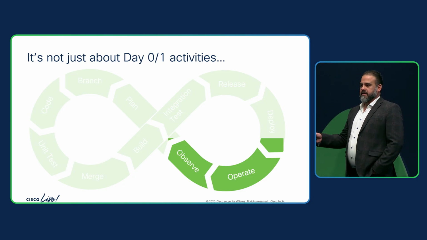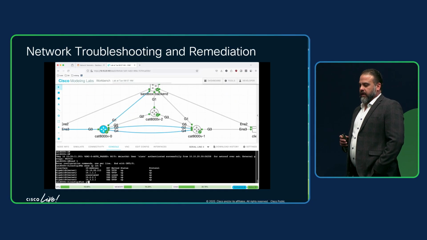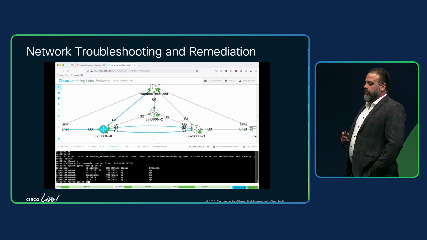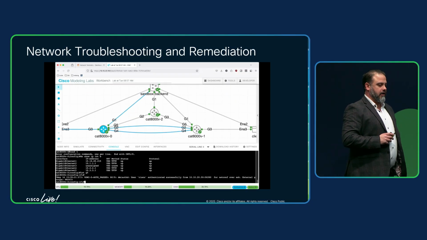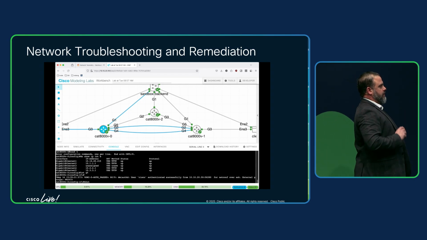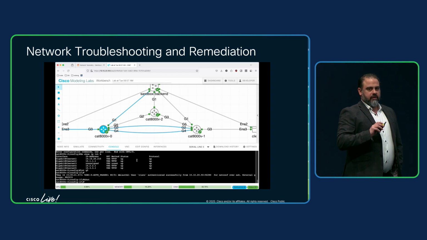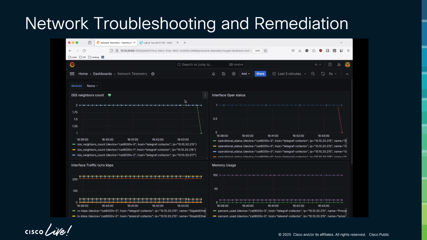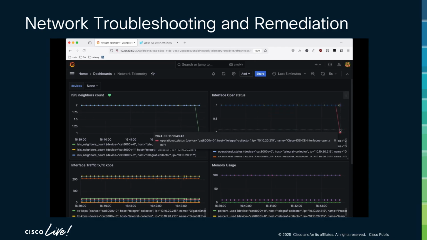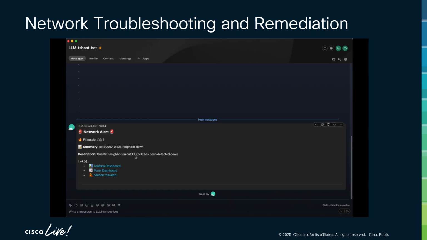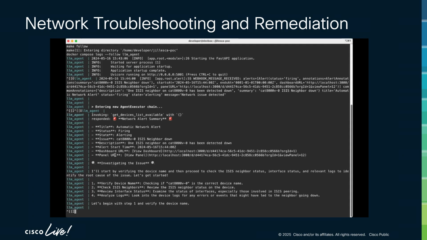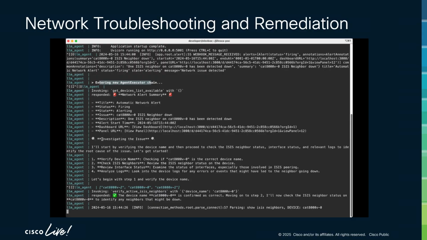We can also blend this into our day-end activities as well. And so if we look at our network troubleshooting and remediation opportunity here, we're actually going to leverage CML for this, but I'm going to pretend like my IS neighbor interface has gone down. We can see that that has gone down in this particular graph here. And there's an AI agent running behind the scenes here that has now let me know that it's identified the fact that that IS neighbor is down, and it's going in to figure out how to fix it.